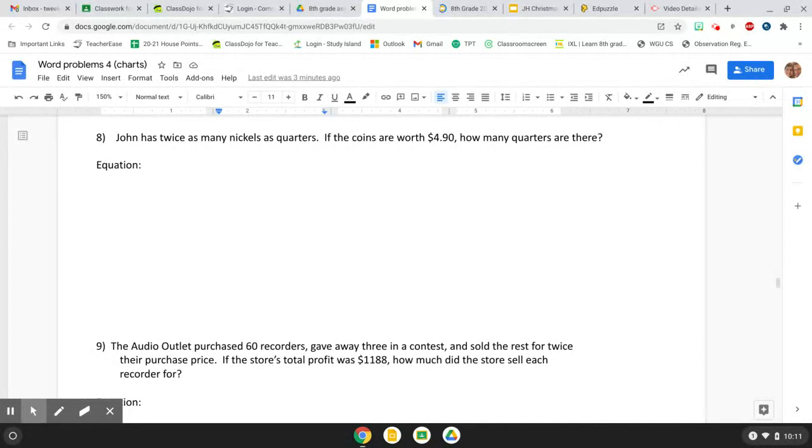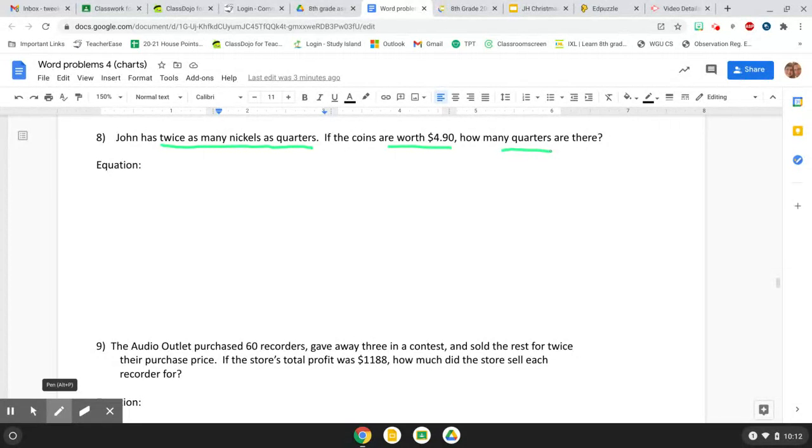So when I'm thinking about these, I'm going to read through this. John has twice as many nickels as quarters, okay? If the coins are worth $4.90, how many quarters are there? Okay, so with these, just the same as yesterday, I'm not going to expect you to solve the entire thing out, but I do want you to define your variable and get it down to one variable. Create the chart, also with that one variable in it, and then create the equation, okay? That's your job for today. So you don't have to solve all of them. You're just basically setting it all up, getting ready to solve, and then stopping there.